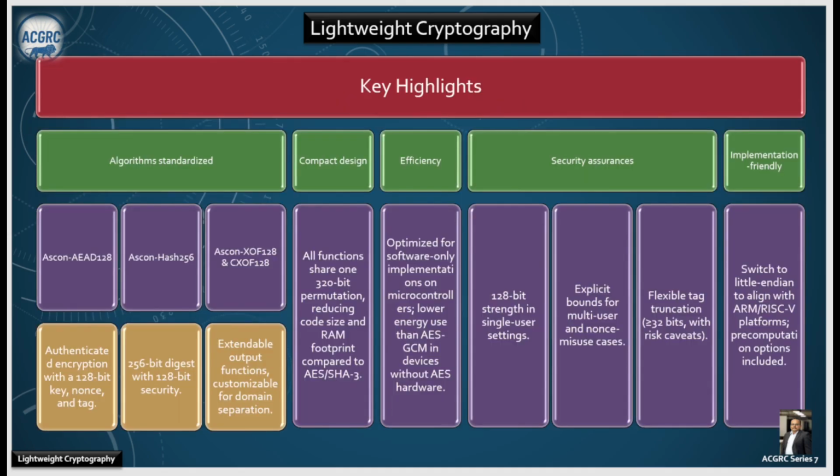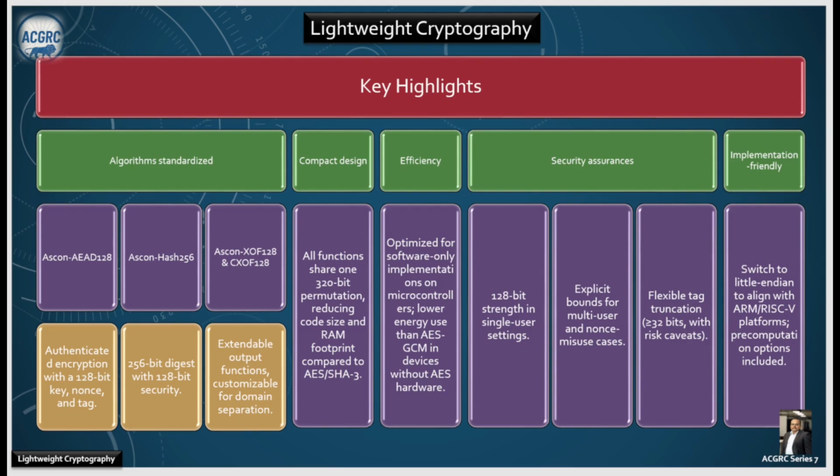In summary, from an algorithm standardized perspective, Ascon-AEAD128 is authenticated encryption with 128-bit keys. The Ascon-Hash256 is a 256-bit digest with 128-bit security. Do note, 256-bit digest with 128-bit security.